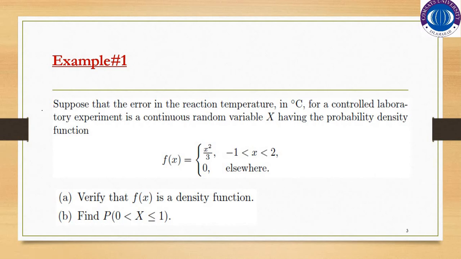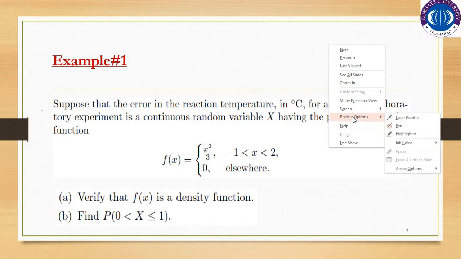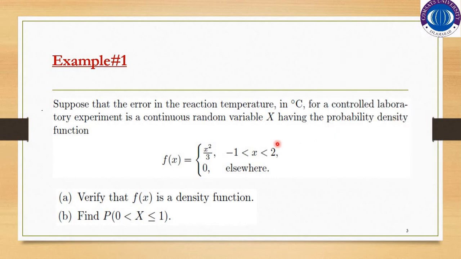Example. Suppose that the error in the reaction temperature in centigrades for a controlled laboratory experiment is a continuous random variable x having the probability distribution function f of x is equal to x squared by 3, and its limits are explained or written here: -1 less than or equal to x less than or equal to 2.